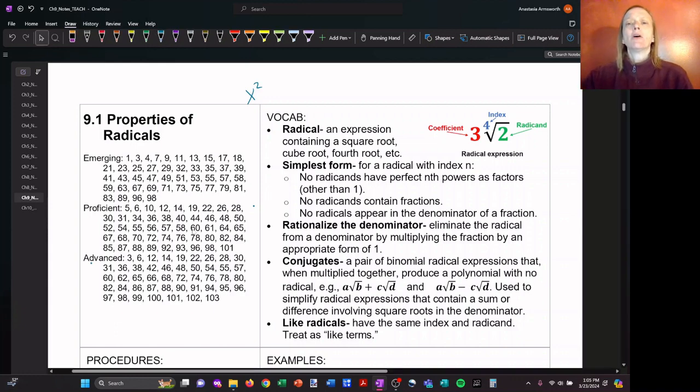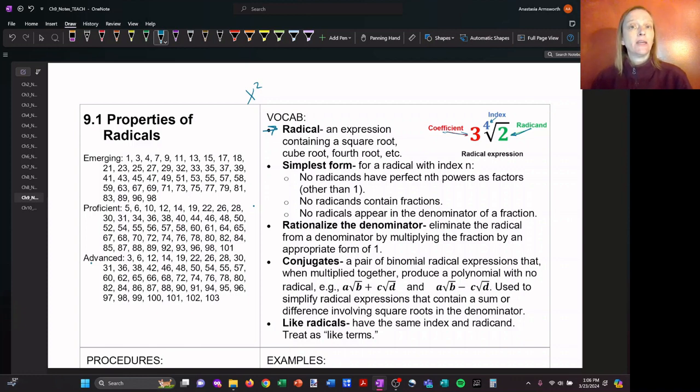So first of all, a few important definitions. A radical is any expression containing any kind of root, a square root, a cube root, etc. The number inside the square root is called the radicand. The index, for the purposes of problems we do, is usually going to be 2 because we're usually going to deal with square roots, but we'll also look at some larger roots like cube roots as well. And if there is a number multiplying the radical term out front, we call that the coefficient.